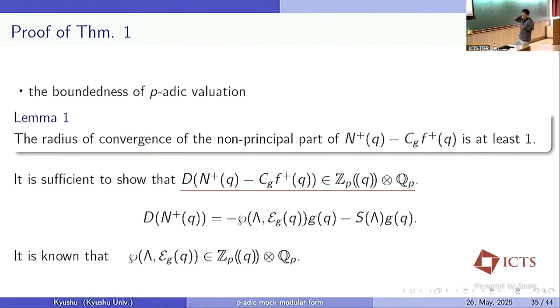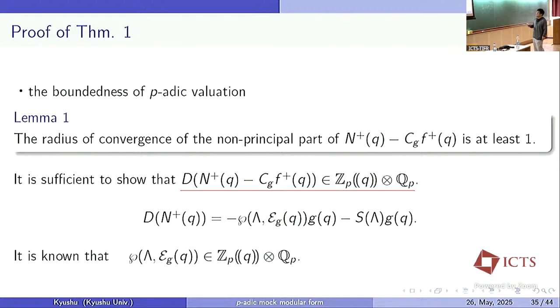Next, we show the boundedness of p-adic valuation. And we need this lemma to prove the boundedness of p-adic valuation. The radius of convergence of the non-principal part of n plus q minus CZF plus q is at least 1. It is sufficient to show that the image of D is in GPQ tensor QP.